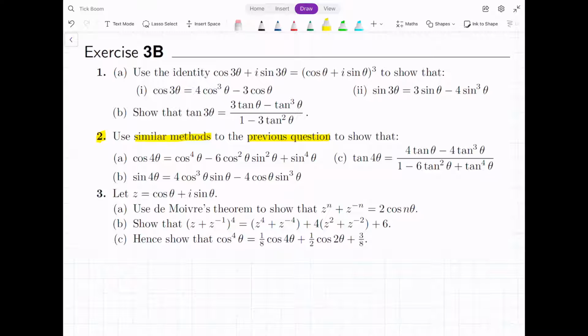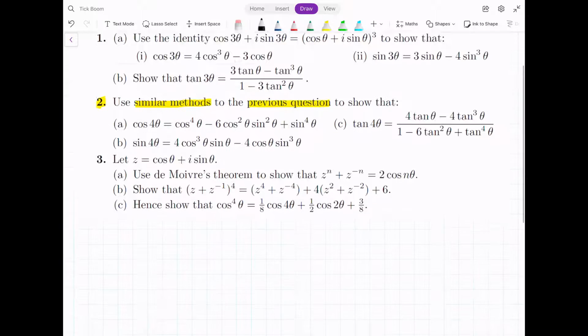And then part C, tan of 4 theta, really we can work out using the results from part A and part B, because we know that tan of any angle is equal to the sine of that angle divided by the cosine of that angle. So that's basically the technique.